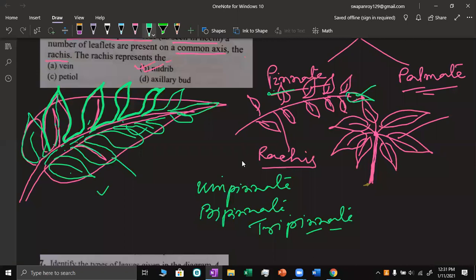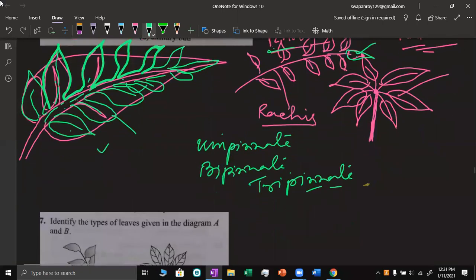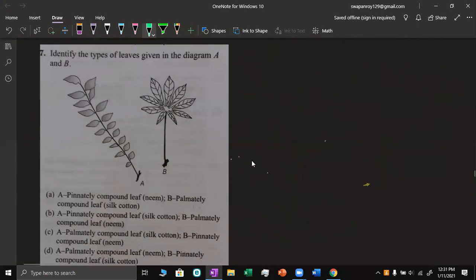The next question is similar, with pinnately compound and palmately compound leaves. Here the question is to identify the type of leaves given in diagrams A and B. This is pinnately compound. This is palmately compound.